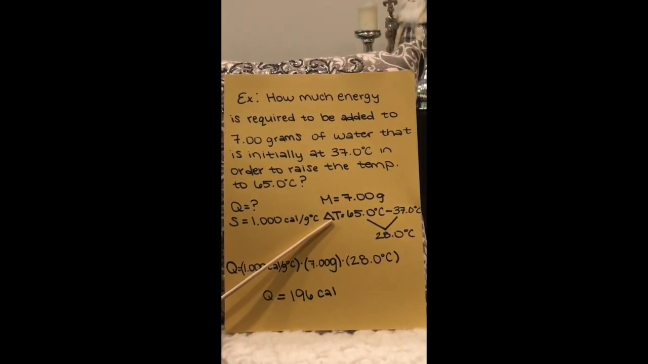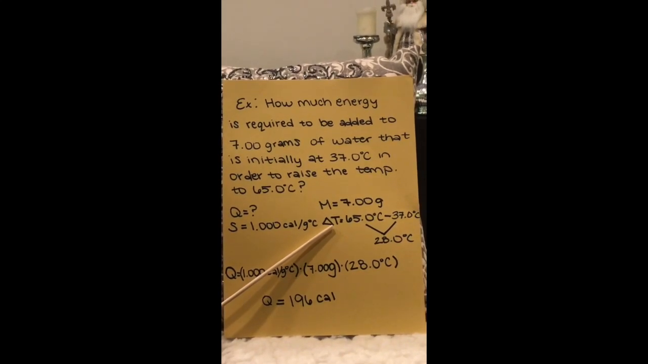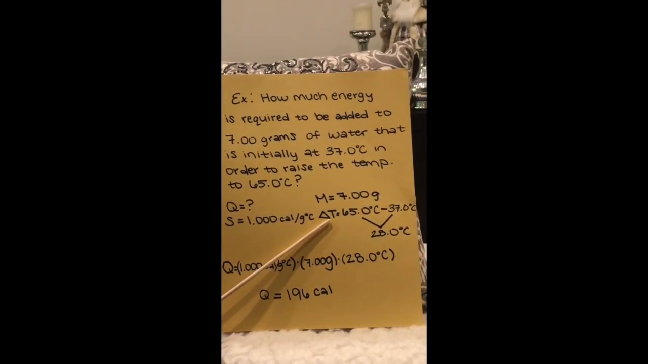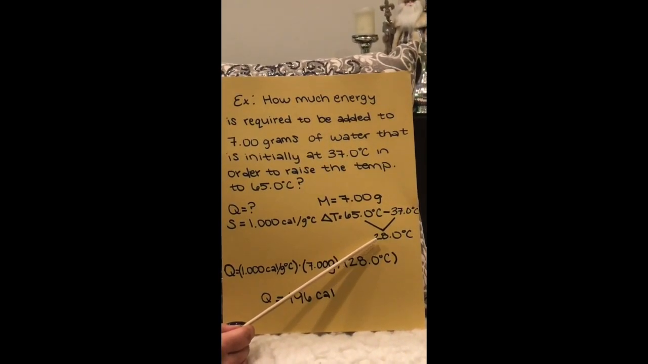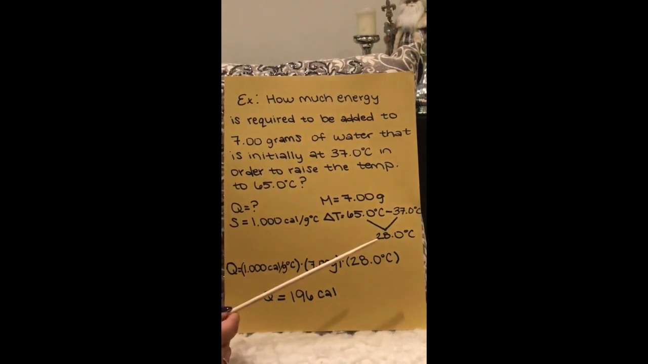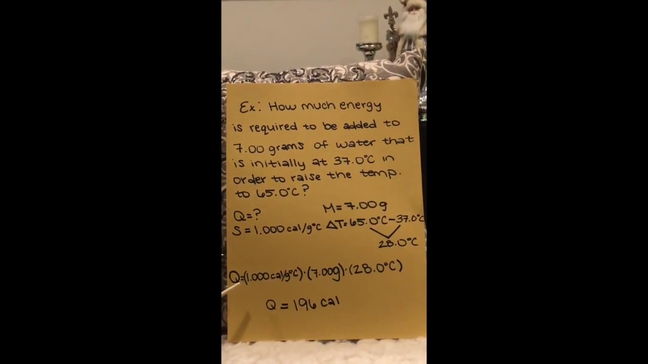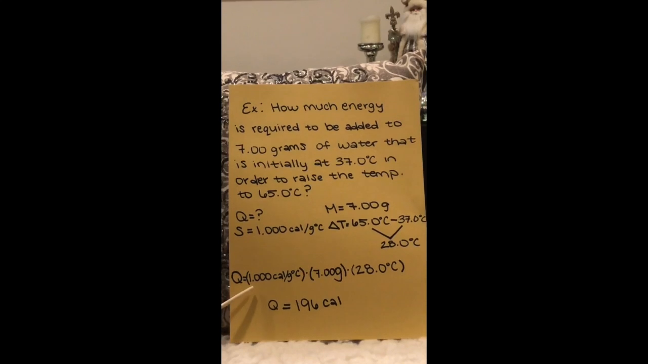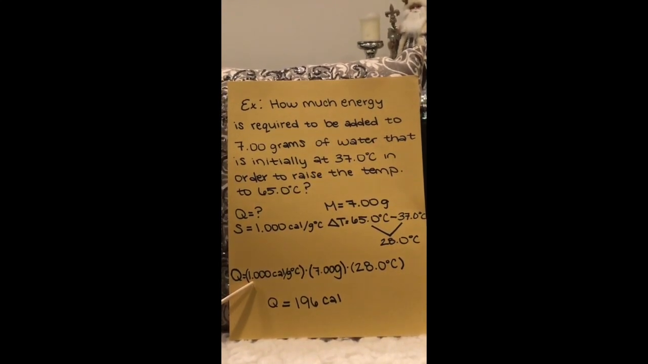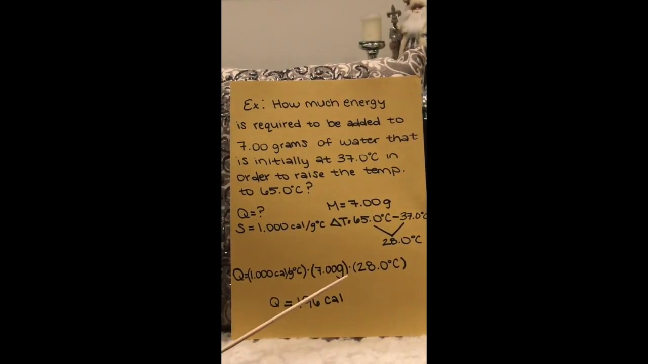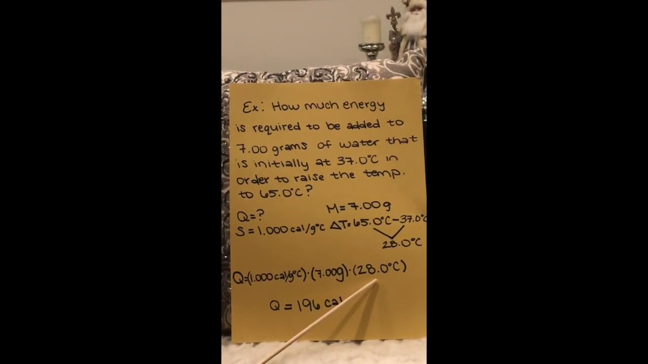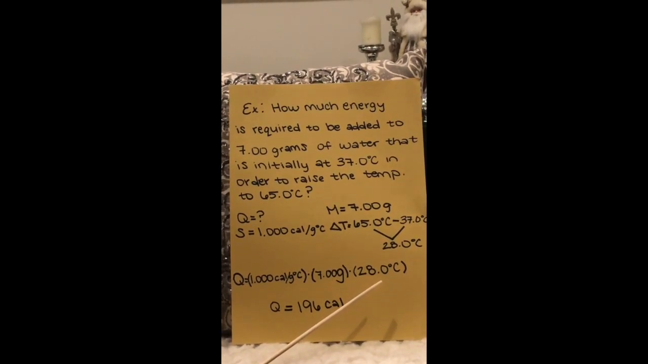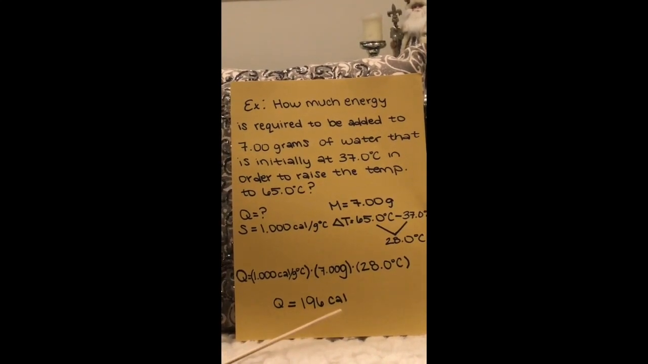And for the temperature, we have delta T equals 65.0 degrees Celsius minus 37.0 degrees Celsius, which equals 28.0 degrees Celsius. Now, with all of these numbers presented, we will plug them into the formula. So we get Q equals 1.000 lowercase cal per grams degrees Celsius times 7.00 grams times 28.0 degrees Celsius. Now, we will multiply all of these numbers and get Q equals 196 calories.